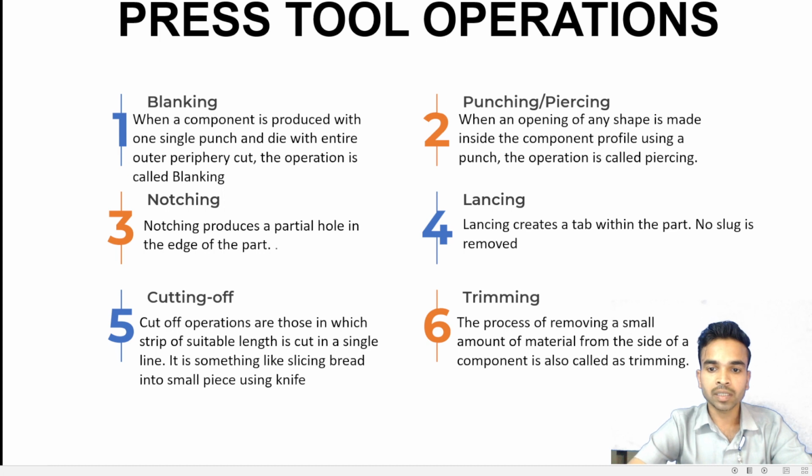Lancing operation. Lancing creates a tab within the part in which no slug is produced. Cut-off operation. Cut-off operations are those in which a strip of suitable length is to be cut in a single line. It is something like slicing bread into small pieces using a knife. Trimming operation. Trimming operation involves removing a small amount of material from the side of a component.